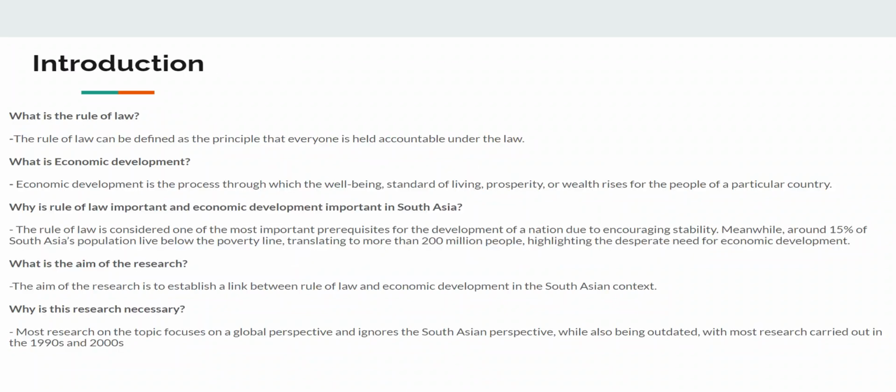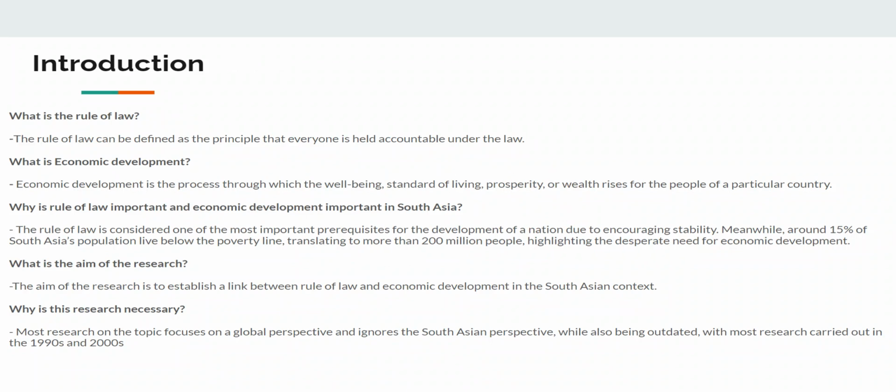Why is rule of law important and economic development important in South Asia? The rule of law is considered to be one of the most important prerequisites for the development of a nation because it encourages stability and leads to economic agents being able to conduct exchanges with each other with certainty. Meanwhile, 15% of South Asia's population live below the poverty line, which translates to more than 200 million people. This highlights the desperate need for economic development, and it also shows that our research is important because if we can identify the factors behind economic development, we can improve it.